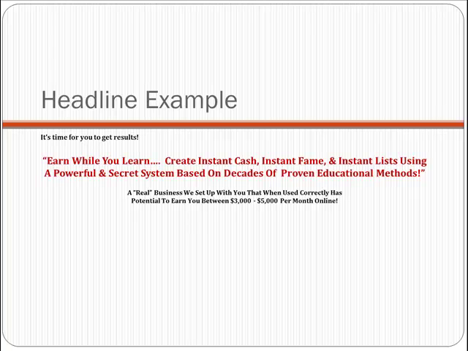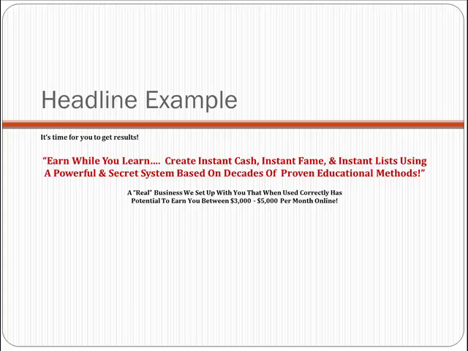All right, here's an example of a headline, and we're going to look at this example a little bit closer now to see if we can find the hook in this headline here. And this is probably not the greatest headline. We just put it in here as an example so that we can look at it, but it's a pretty decent one. Basically it says it's time for you to get results. Everybody wants results. Now the headline says: earn while you learn. Create instant cash, instant fame, and instant lists using a powerful and secret system based on decades of proven educational methods. A real business we set up with you that, when used correctly, has the potential to earn you between $3,000 to $5,000 per month online.